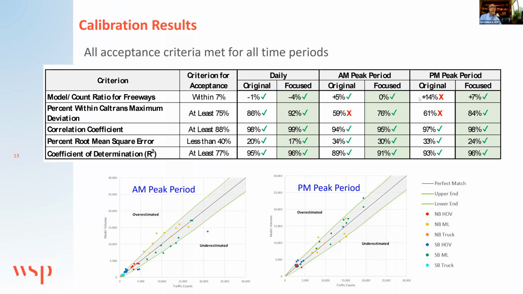So this shows the results at the end of the calibration process. You can see for daily, AM peak and PM peak, we've got a comparison of the original and what we called the focused model. After we had done the calibration, the model was able to meet the calibration targets for all periods. And you can see at the bottom, there's still a few points that are outside what we wish they were, but nevertheless, they're much closer to the 45-degree line. A lot of improvement specifically for the HOV lanes, which is of most concern for this study. Next slide, please.